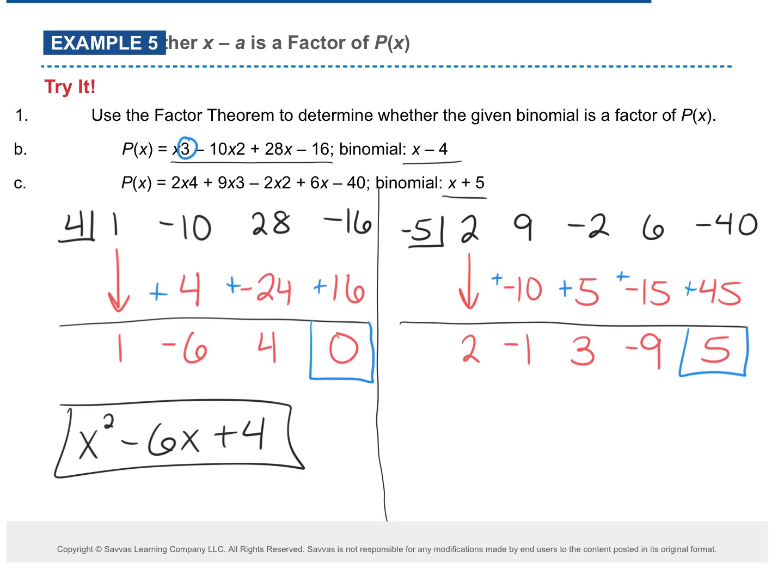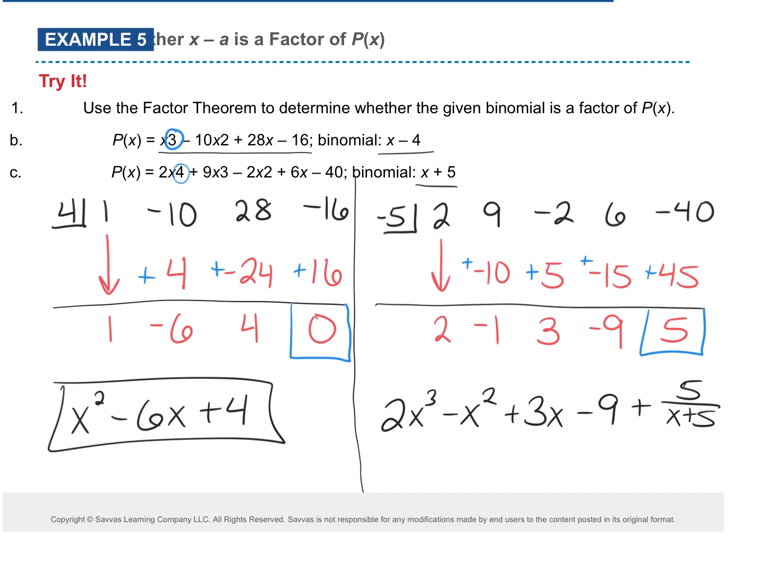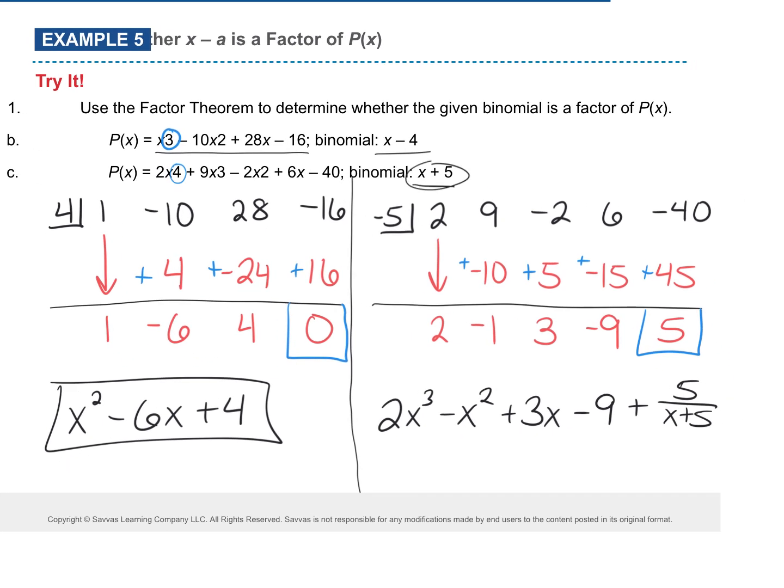Cool. Now we need to write our answer. What was my degree at the beginning? 4. So what's my degree here? X cubed. So I have 2x cubed. Keep going. Minus 4x squared, plus 3x, minus 9, plus 5 over x plus 5. Where does that x plus 5 come from? The original division problem. Good. All right.